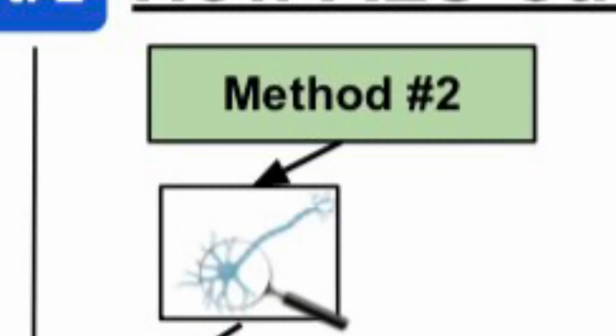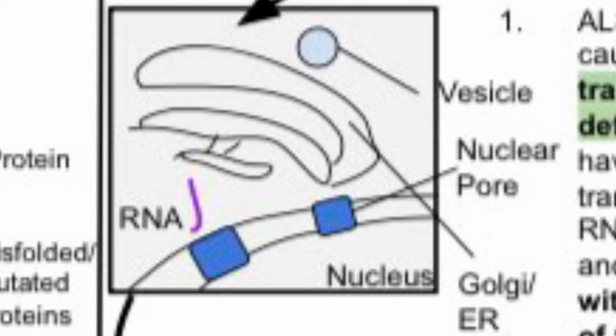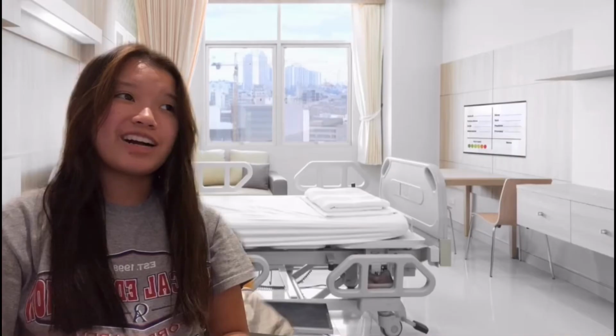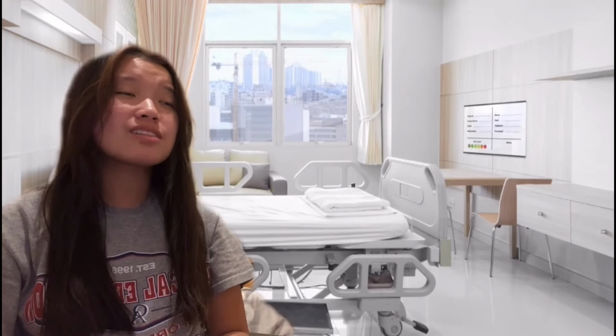The second way is because ALS also causes transport defects and has difficulty transporting RNA, proteins, and vesicles within and out of the cytoplasm to the axon of a motor neuron. Vesicles contain neurotransmitters like glutamate that help signal instructions. ALS either prevents the vesicles from moving through the axon of the motor neuron properly or isn't able to release the vesicle to the muscle receptors, which does not let the signal go through and therefore doesn't make the muscle contract. Wow, that's a lot to take in, but what does this all do to my system?